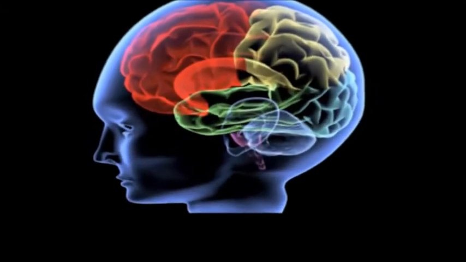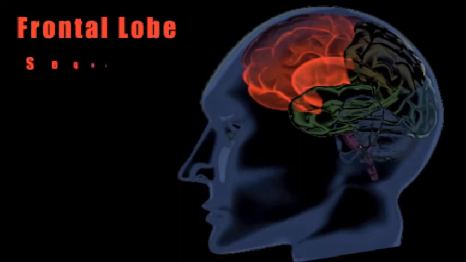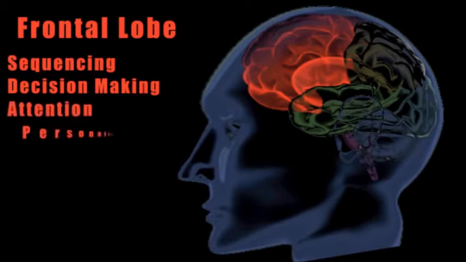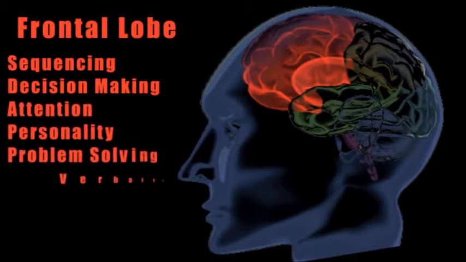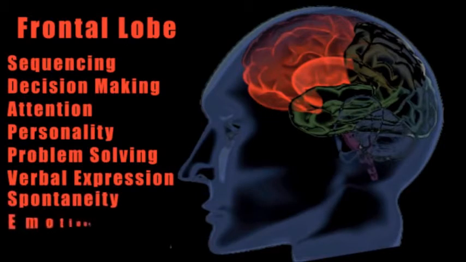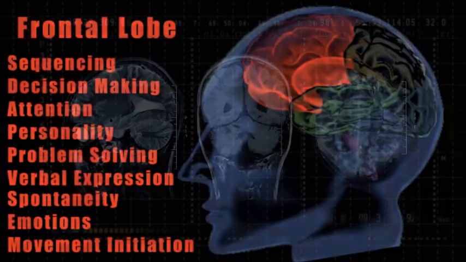The changes that are seen when there's an injury to the frontal lobe include problems with sequencing, perseveration, where there's difficulty making decisions. People experience decreased attention, changed personality, problem-solving difficulties, a decrease in their ability to verbally express themselves, a lack of spontaneity, uncontrolled emotions, social and sexual behaviors, decreased initiation of voluntary movements.